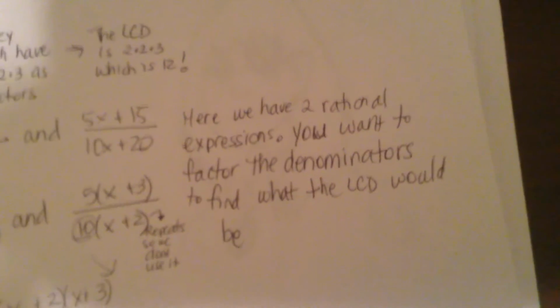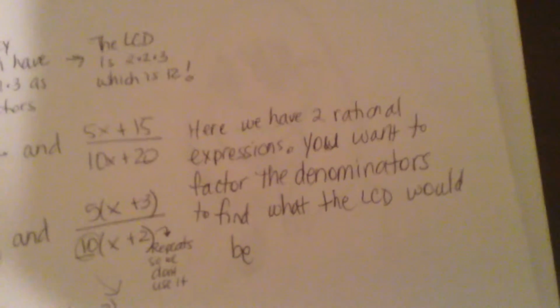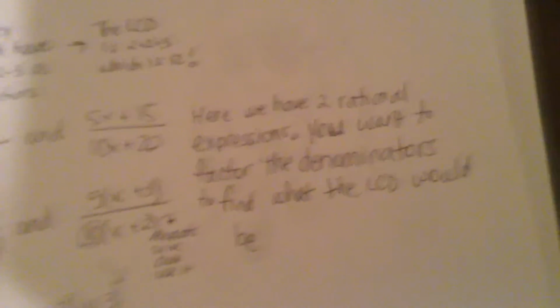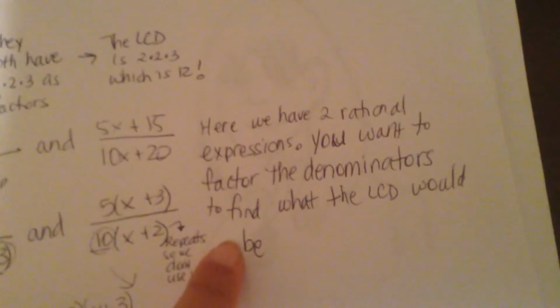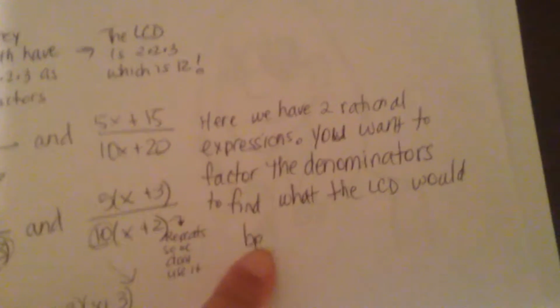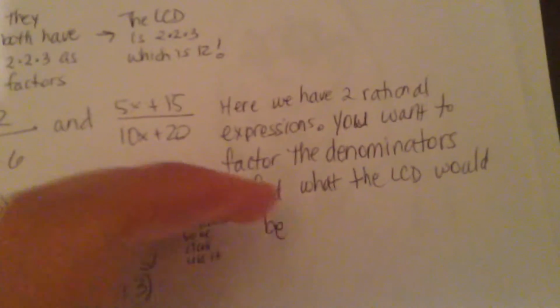So, here we have two rational expressions. You want to factor the denominators to find out what the LCD would be. See my E? My dog jumped on me as I was writing, so that's why the E is trailing down.